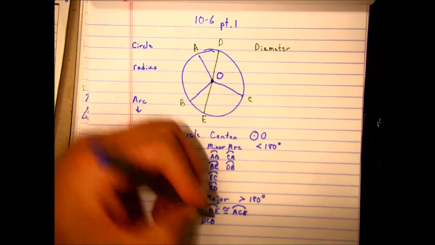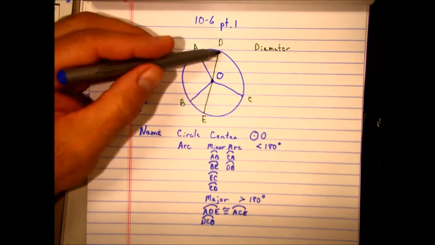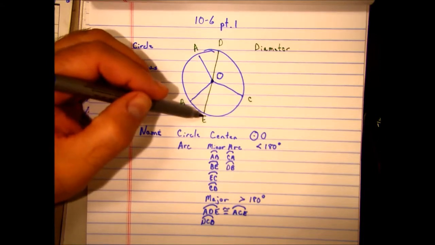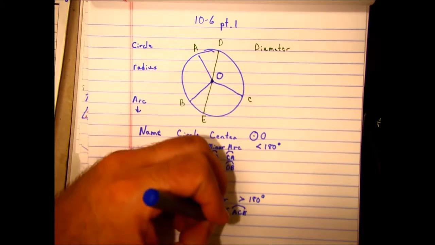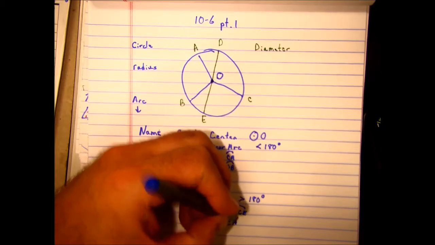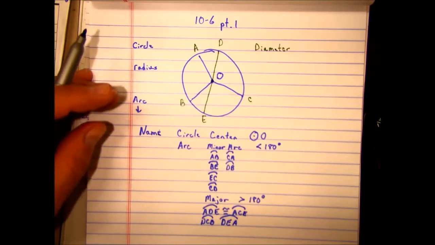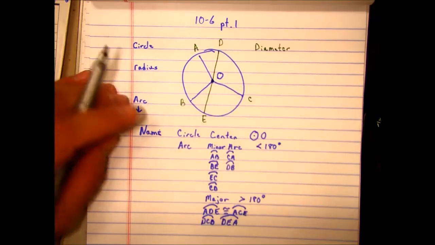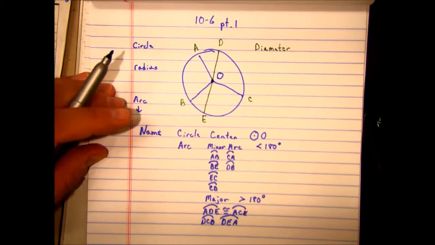Now these are all major arcs. D, E, A. So you have a bunch of major arcs, but the idea is making sure that you have to go past halfway.